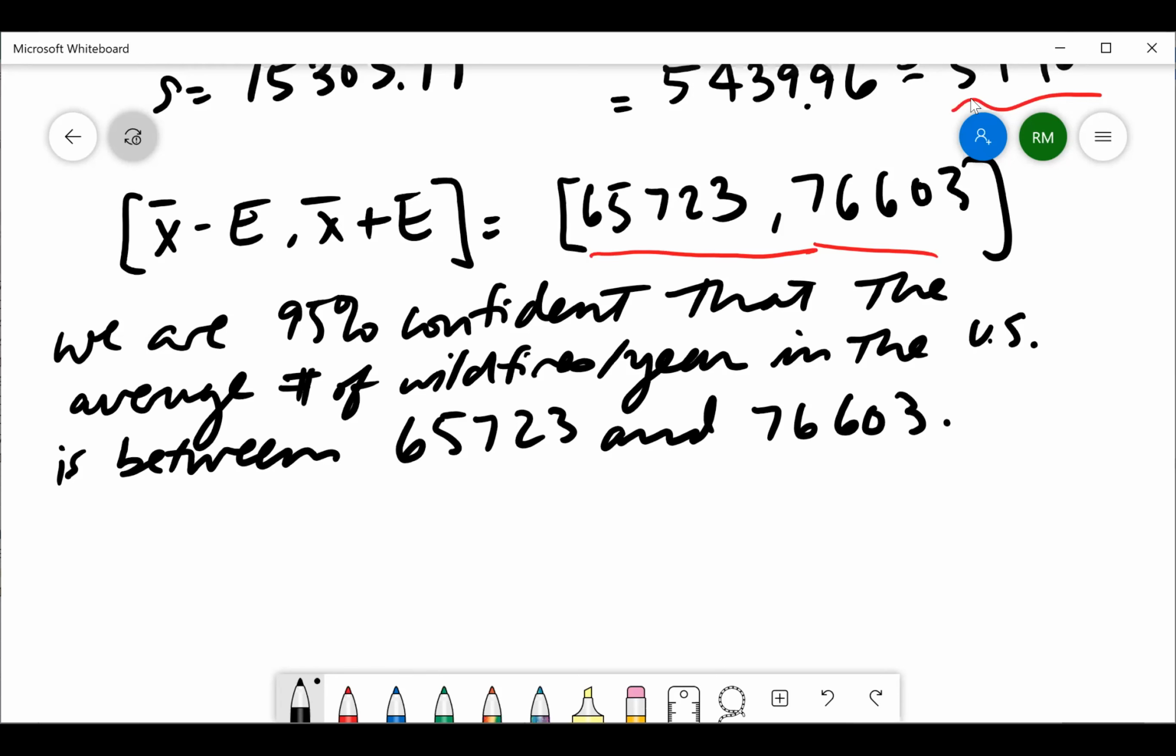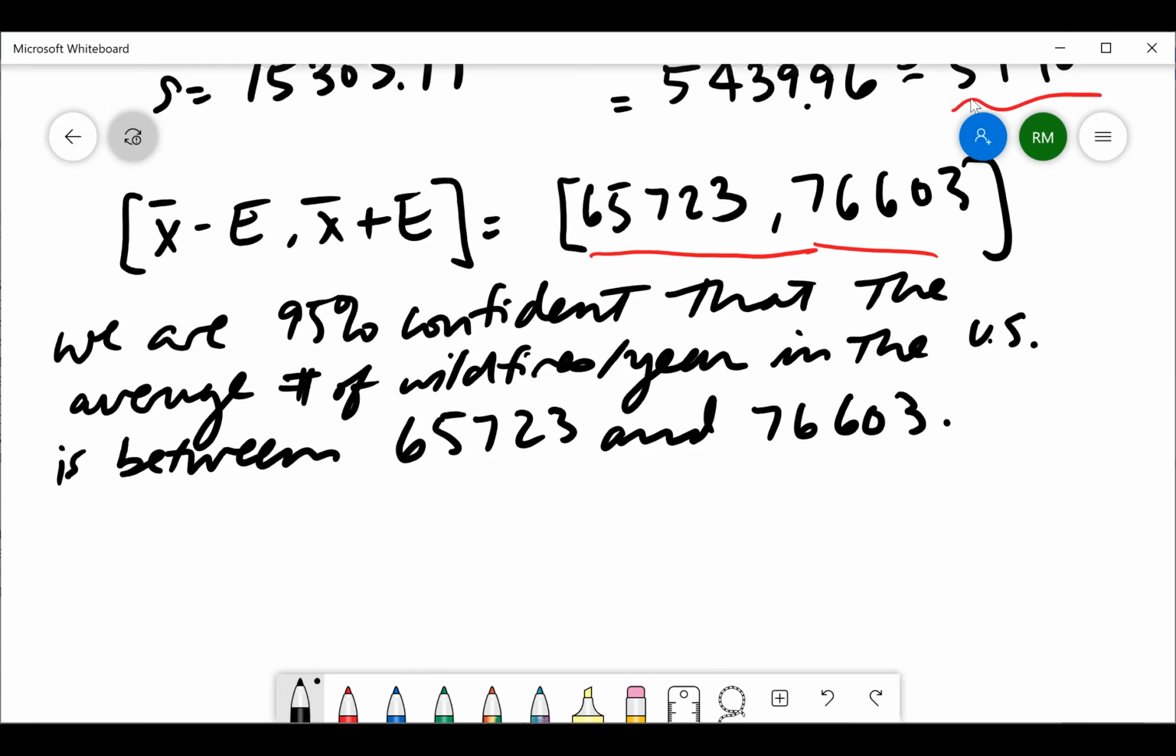Now, we don't actually know if the true average is in that range, but we're still pretty confident that there are tens and tens of thousands of wildfires on average every year. Some years there'll be more, some years there'll be less, and that's fine. We're asking about what's the average number. So we're 95% confident that it's in this range.